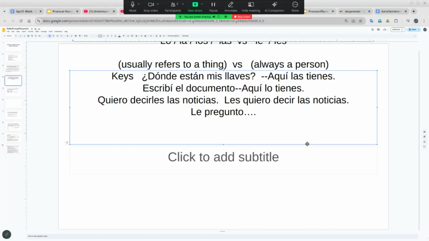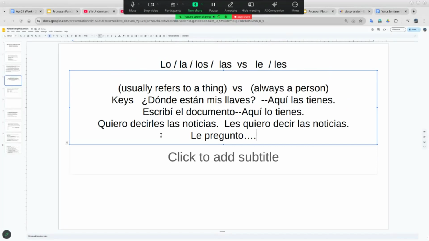So the short, down and dirty answer for today, Andres, but we'll get more next week, is that le or les is always going to be a human being or a group of human beings. And the lo, la, los, or las, well, that is usually an object, a thing, not all the time, but usually an object. So that's the short answer for today. Bien? Okay. Thank you. And we'll take a look at some examples next week of when the lo, la, los, or las are actually not things, but people. But it's a limited context where that works.